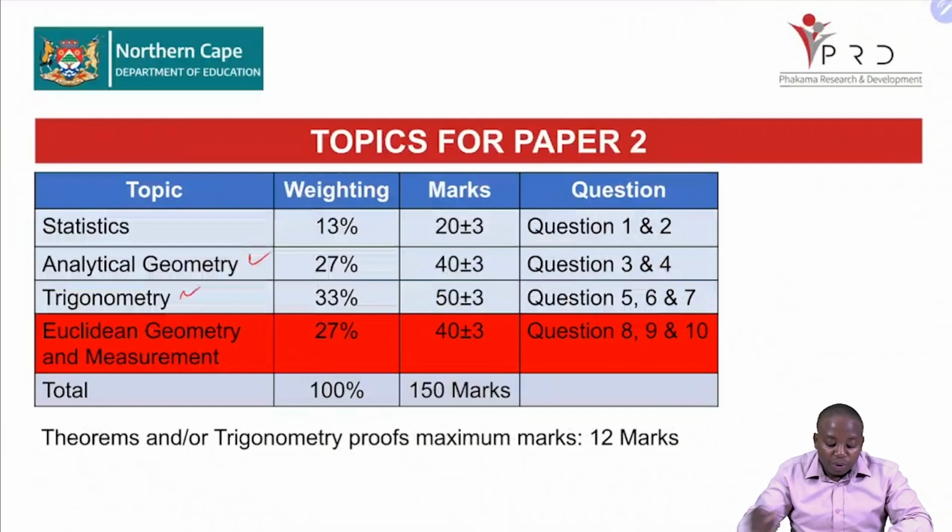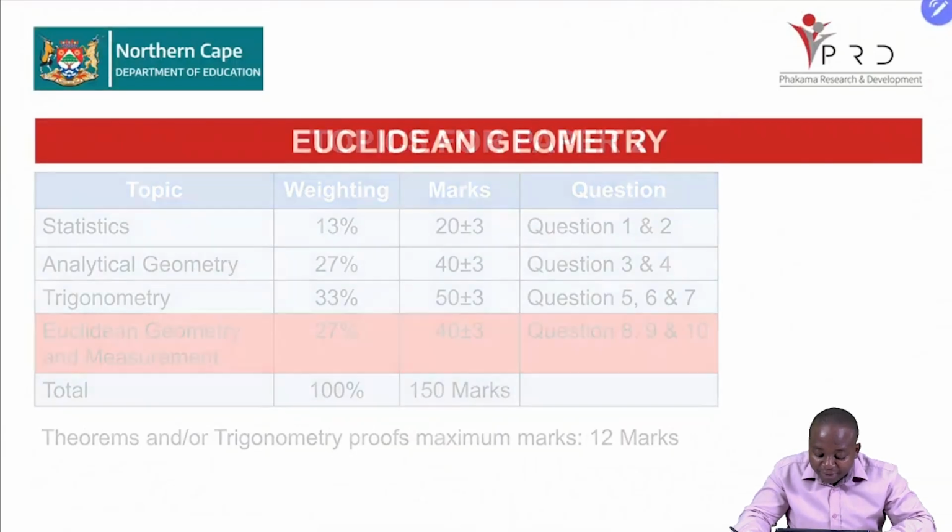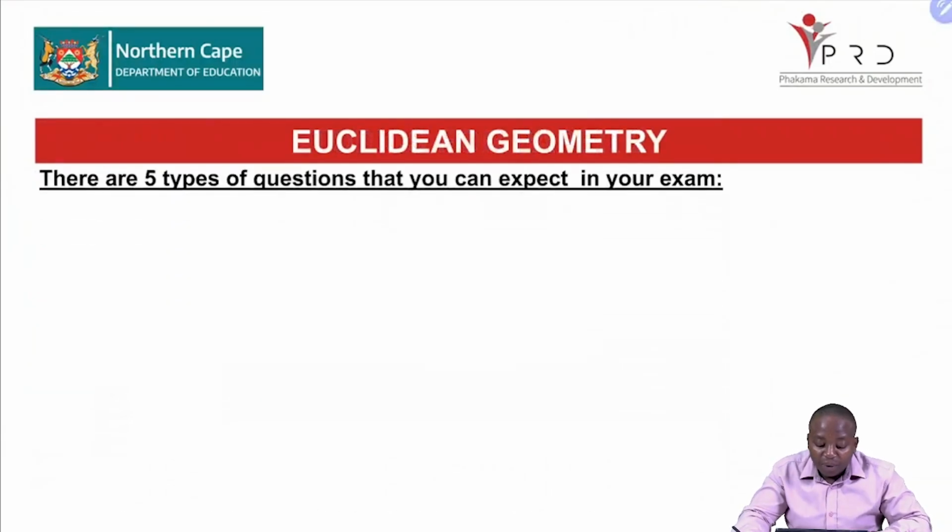And you must also note that the theorems and or the trigonometry proofs have maximum marks allocated at 12 marks. So any proof that you are going to make, all of the proofs combined in paper 2, must have maximum marks of 12. Now, what can we expect with regard to Euclidean geometry in our examination? We are saying Euclidean geometry has 5 types of questions.